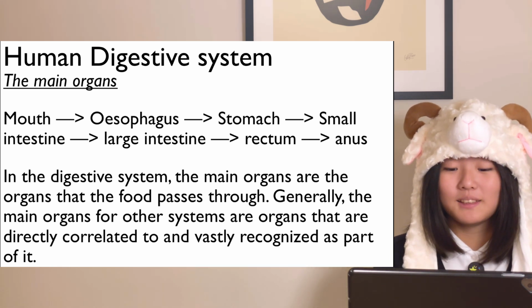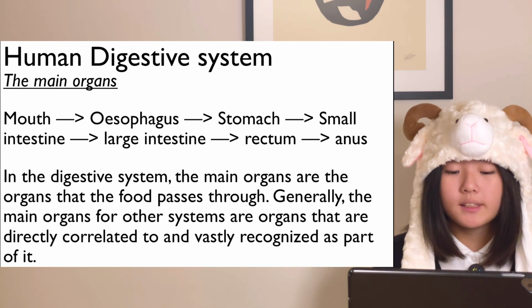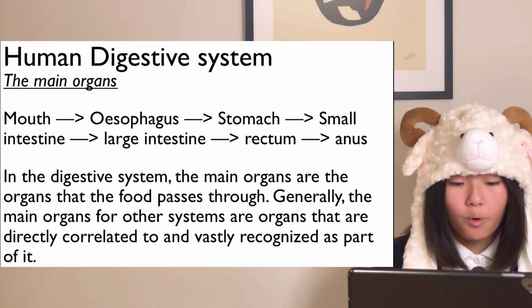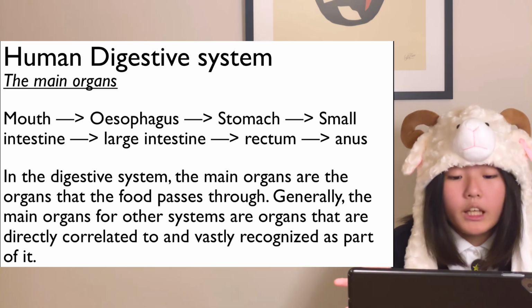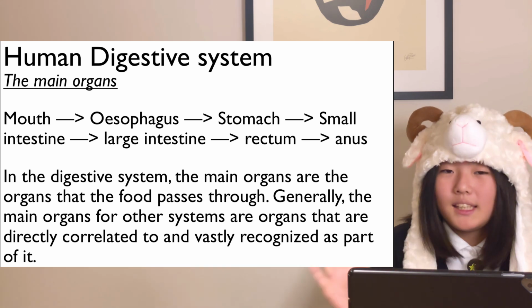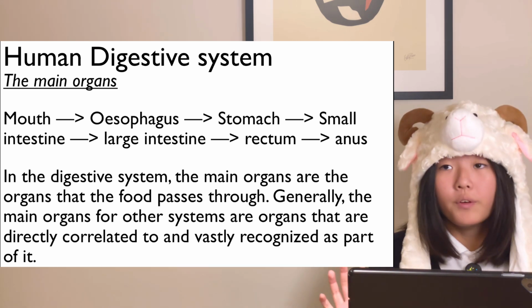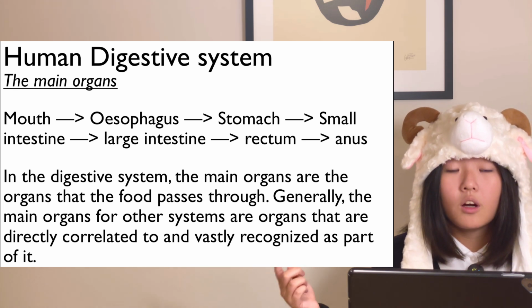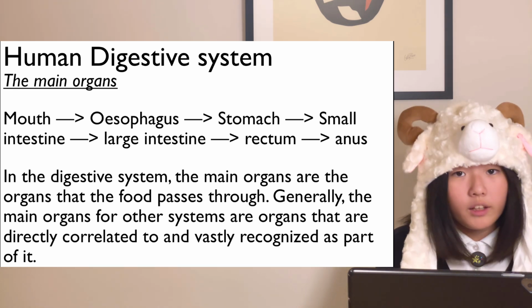In the digestive system, the main organs are the organs that the food passes through. Generally, the main organs for other systems are organs that are directly correlated to and vastly recognized as part of it. For example, for the circulatory system, you would think of the heart immediately, right?